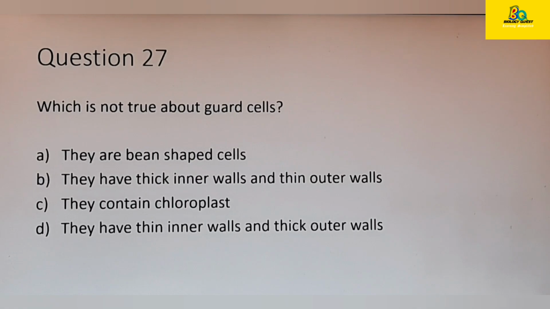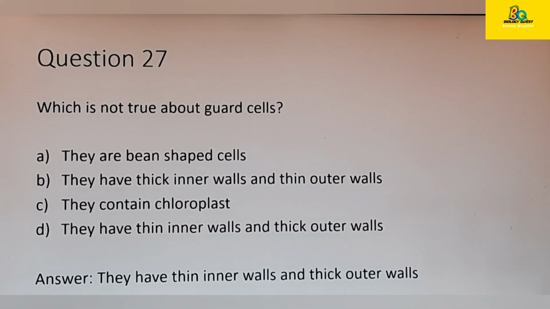So which is not true about guard cells? Look at the fourth option, option D. They have thin inner walls and thick outer walls. That is wrong. That is the false statement. Option D is the correct answer. They have thin inner walls and thick outer walls. This is not true about guard cells.